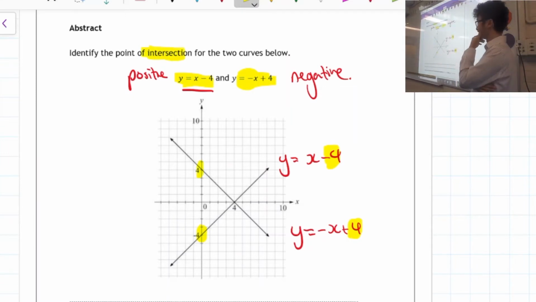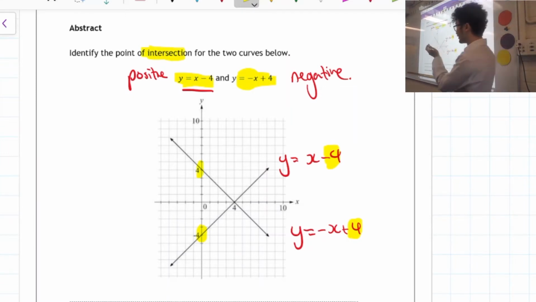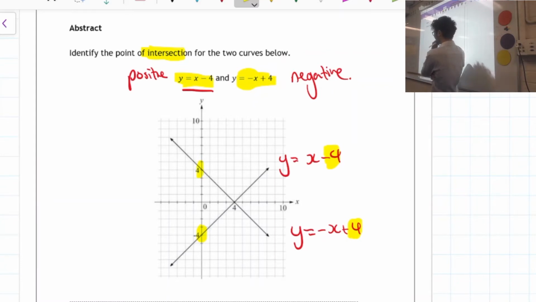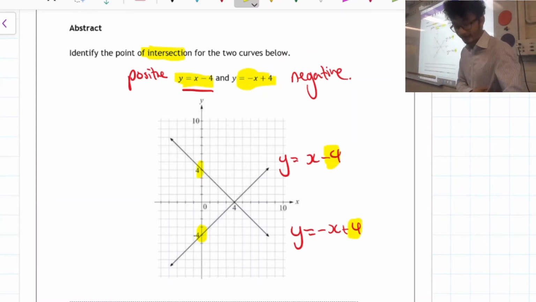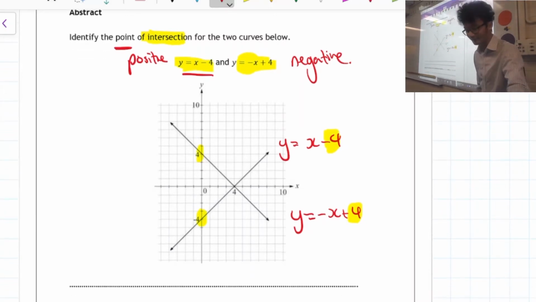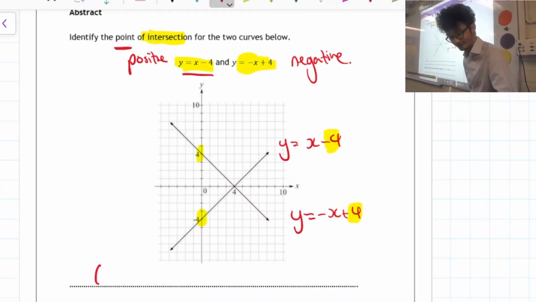What's the point of intersection here? Where do they cross? On the 4, that's right. When they say the point of intersection, be careful and make sure you answer the question carefully. 4 is correct, that's the x value. But what's the y value? 4, 0. Good stuff. So 4, 0 is the point of intersection.